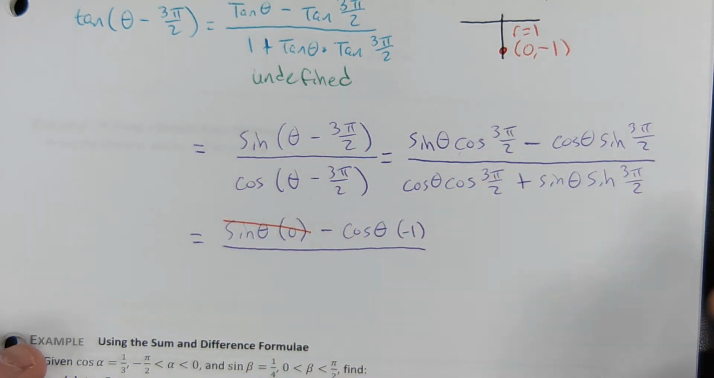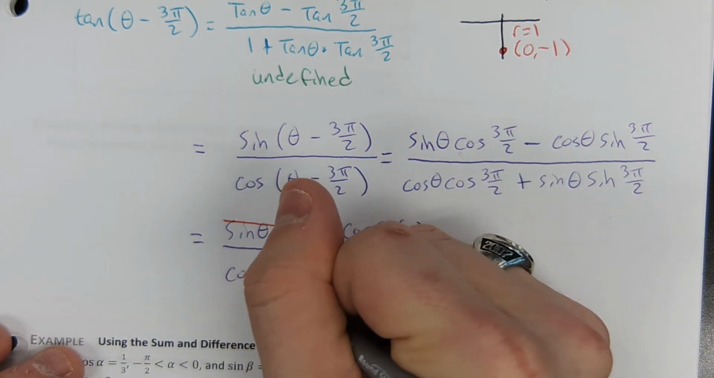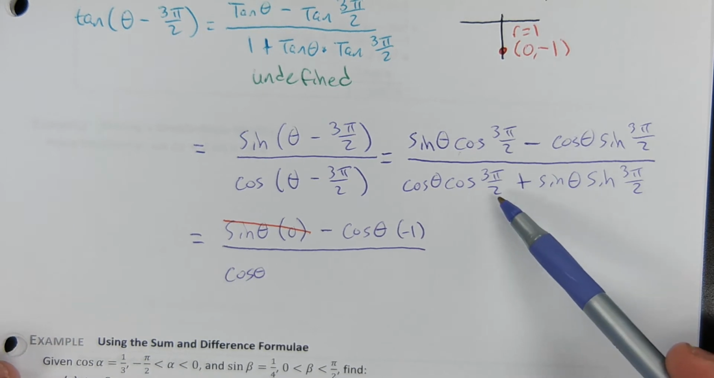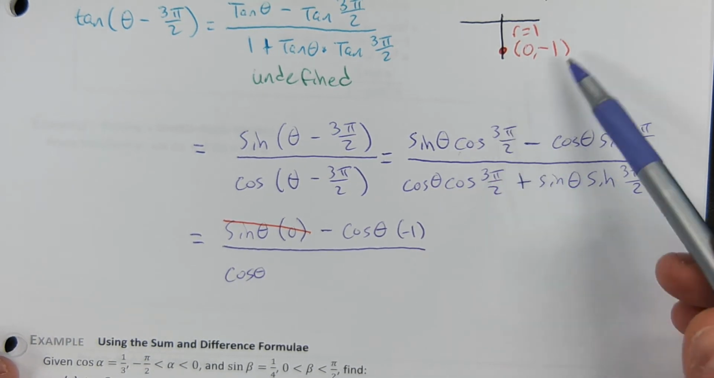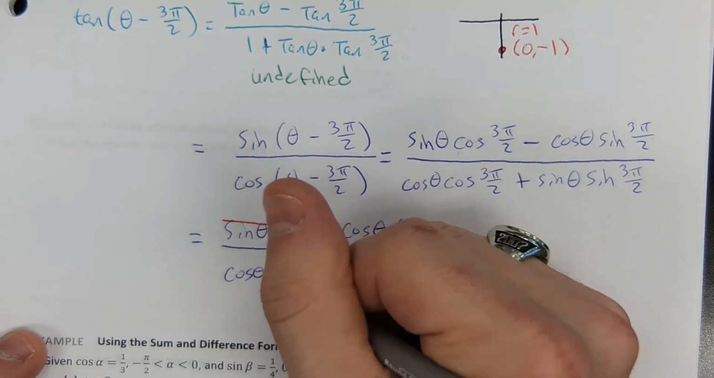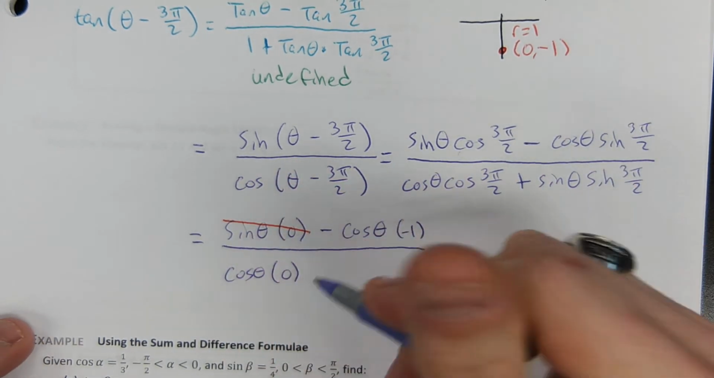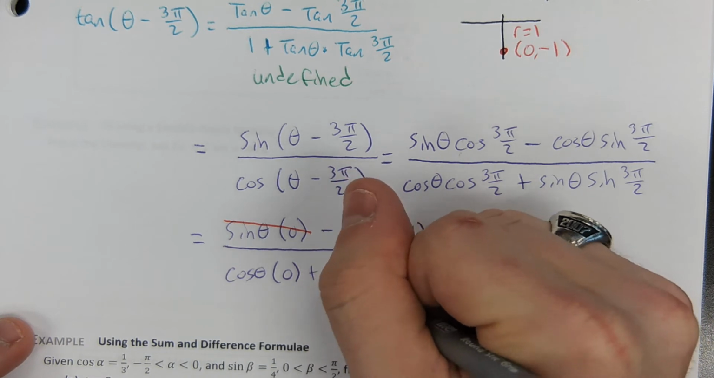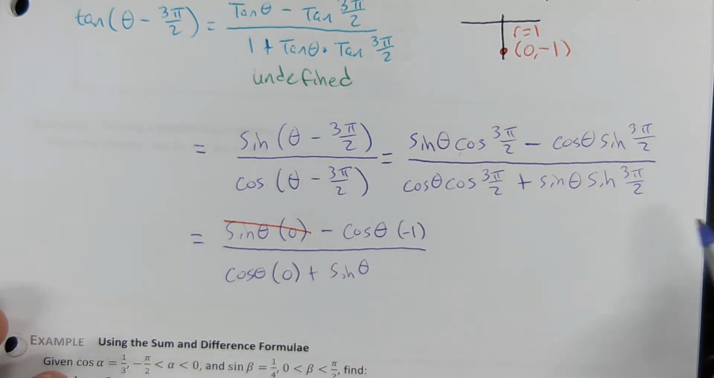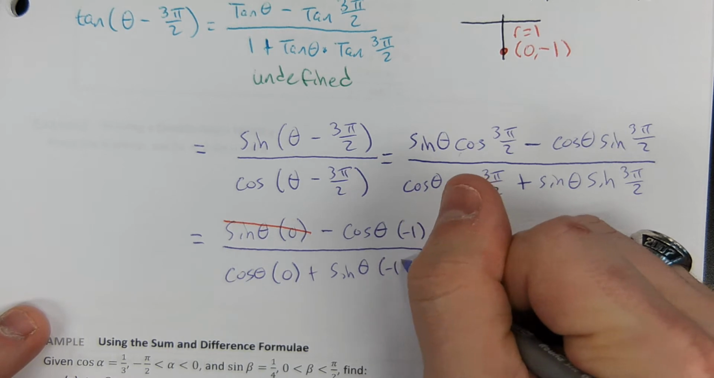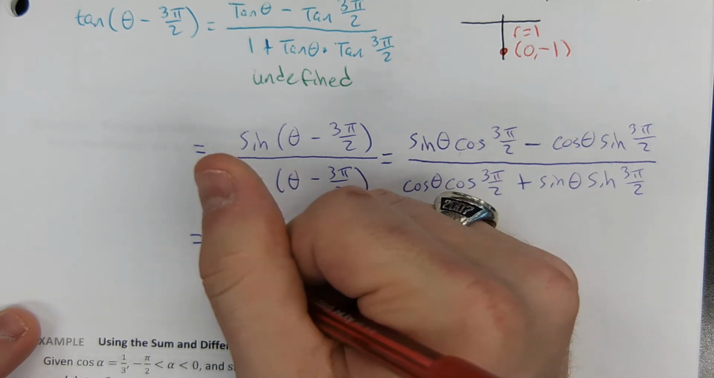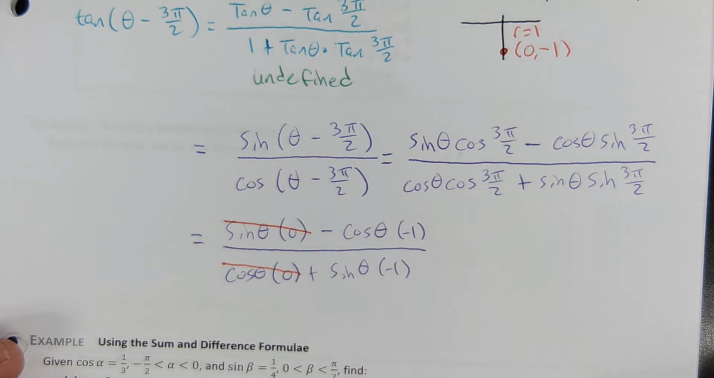On the bottom, we do have a cosine theta. And we just said that cosine 3 pi over 2, look, it's the same here and here, was 0 because it's x over r. So yeah, 0 plus sine theta, and the bottom sine 3 pi over 2 is the same as the top sine 3 pi over 2. Again, y over r, so negative 1. Again, this is going to give us a 0. We don't need to worry about it.